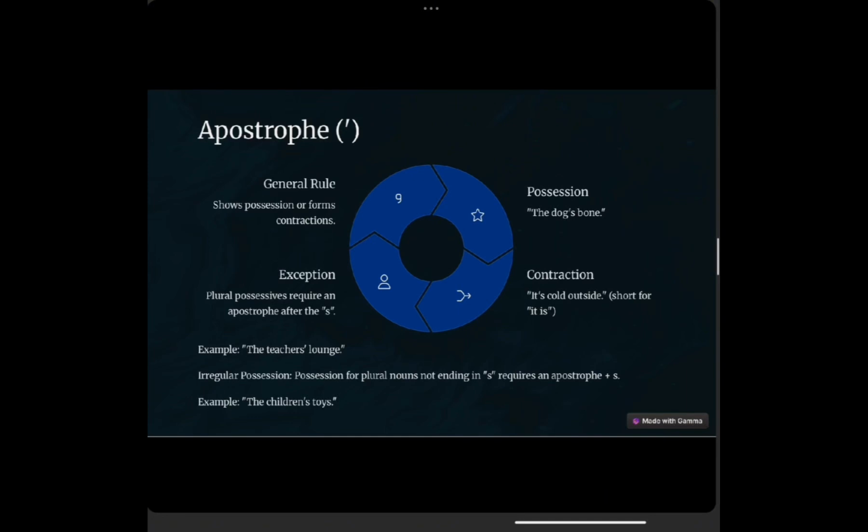Irregular possession. Possession for plural nouns not ending in s requires an apostrophe before the s, such as children's toys.